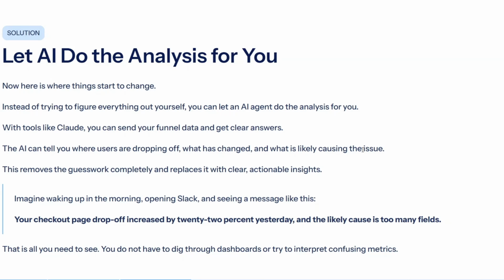So imagine waking up in the morning, opening Slack or your email, and seeing a message similar to this one. Your checkout page drop-off increased by 22% yesterday, and the likely cause is so many fails. So getting a summarized analysis of your funnel automatically to your inbox or to your Slack channel is way better than walking in the dark and not knowing how your sales funnel is performing. So that is all you need to see. You don't have to dig through dashboards or try to interpret confusing metrics.